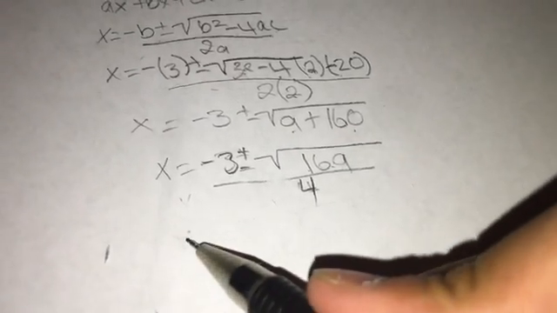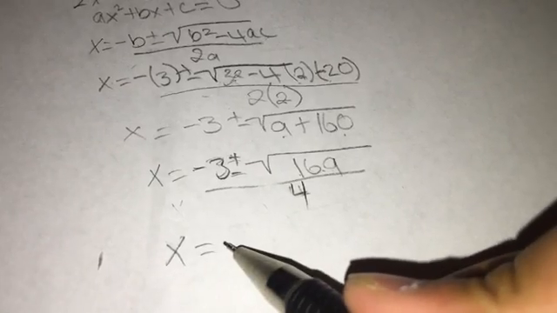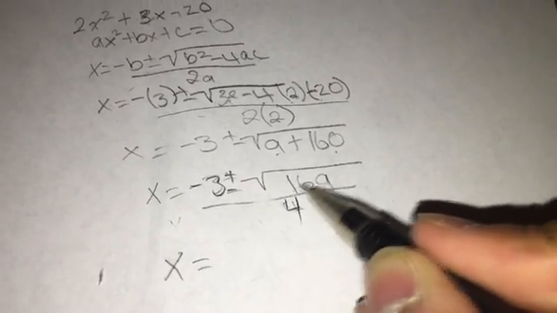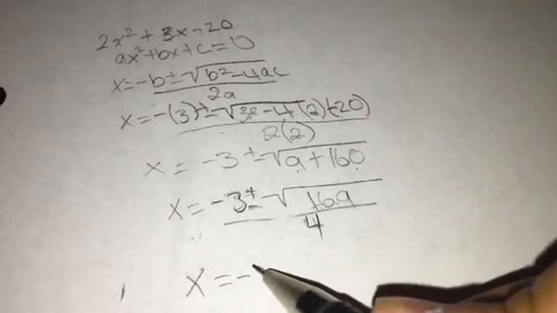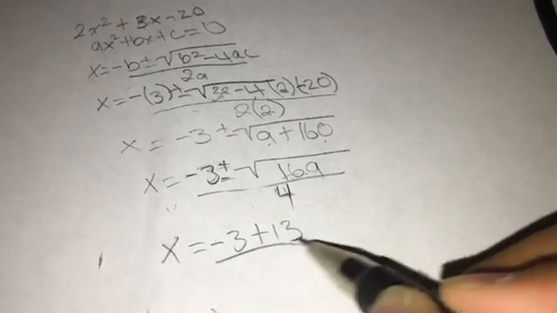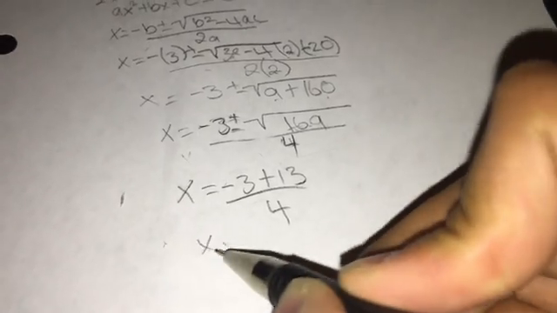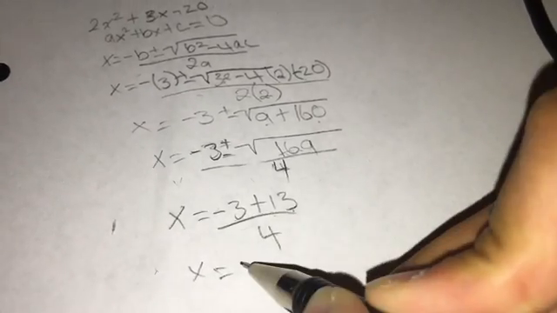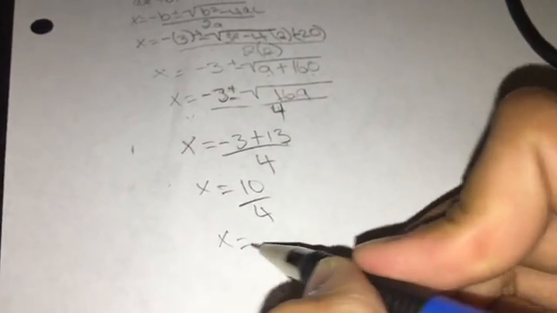Now I'm going to write it. So the square root of 169 is 13, so it's going to be negative 3 plus 13, since 13 is positive, divided by 4. X equals negative 3 plus 13 is 10, divided by 4. X is equal to 2.5.